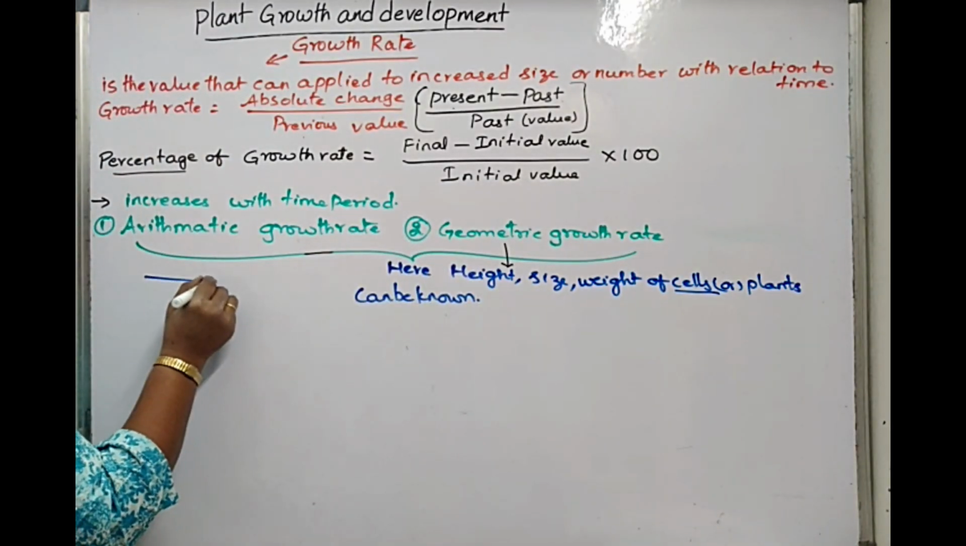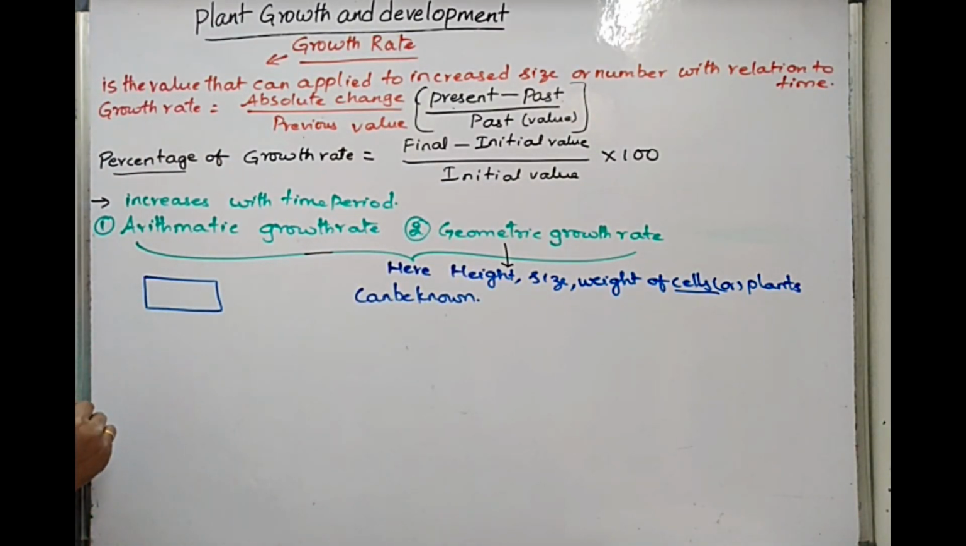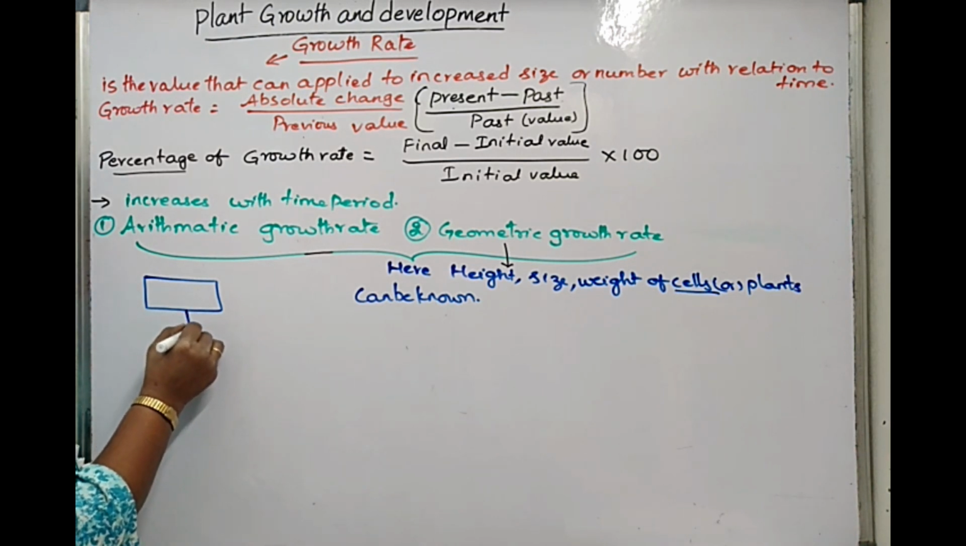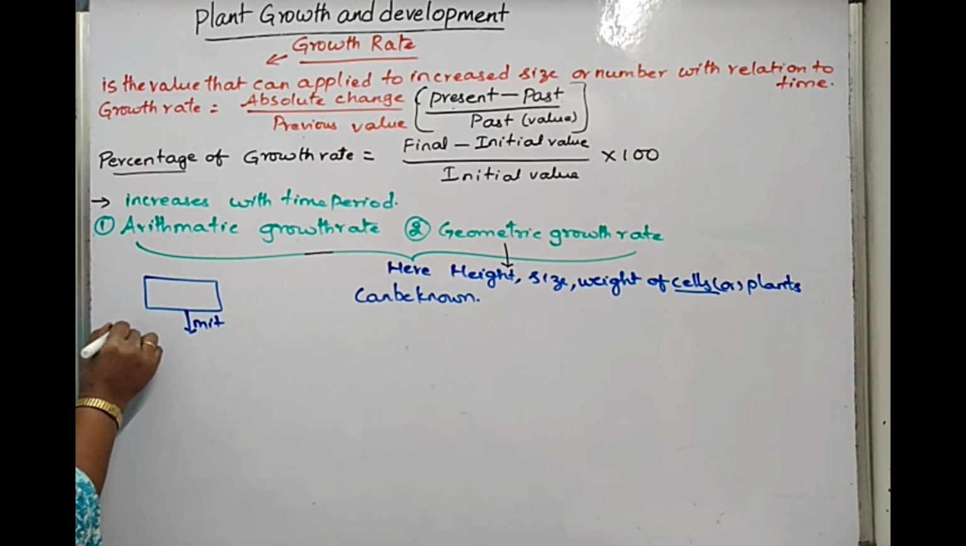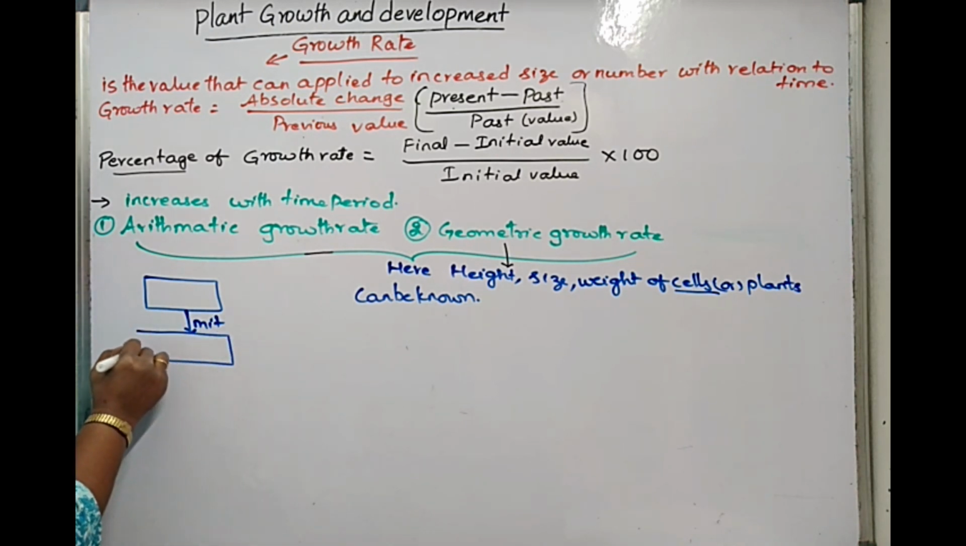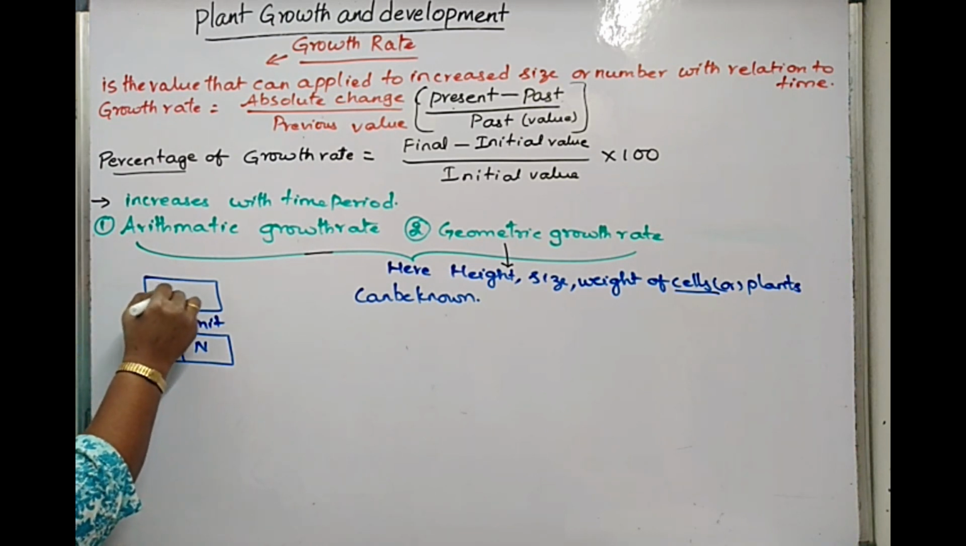In case of geometric growth rate, if one cell started growing, then initially it will undergo mitotic division, just like meristematic cells which are continuously dividing, and gives rise to two number of new cells. This is new cell, new cell. This is parent cell.